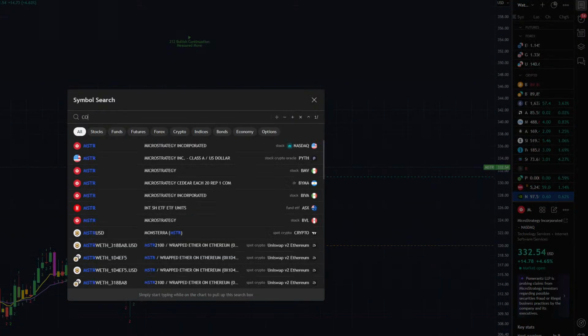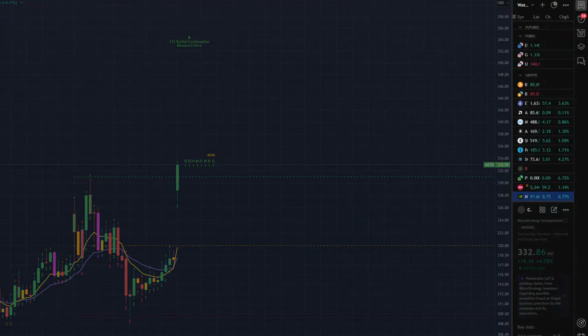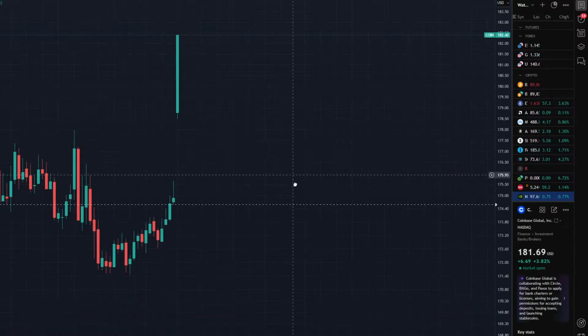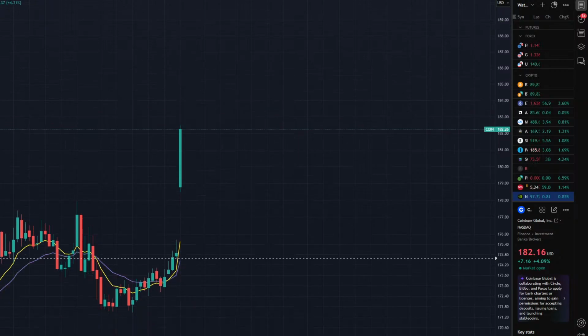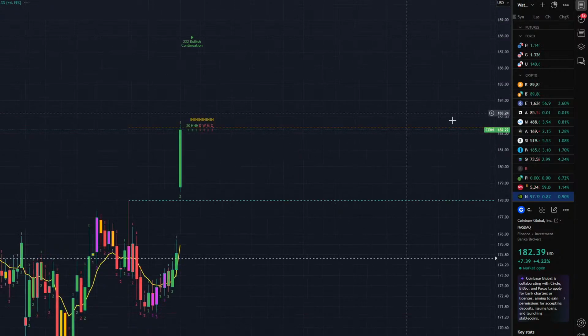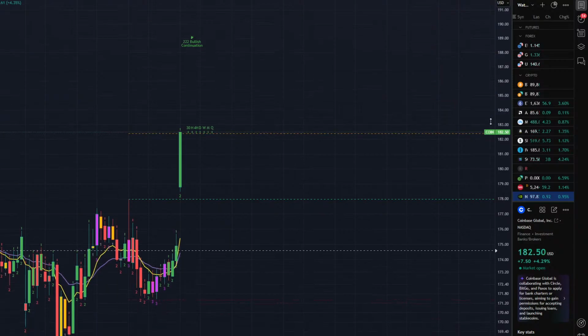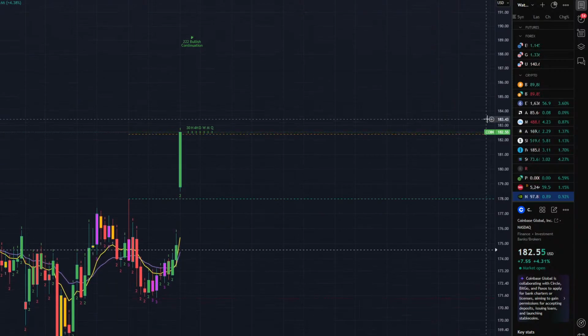So if you want something cheaper, I'll say look at Coinbase. Coinbase already took off, but they pretty much move the same. But their contracts are a lot cheaper. Coinbase, its ticker is COIN. It's COIN, just so I tell you guys that.